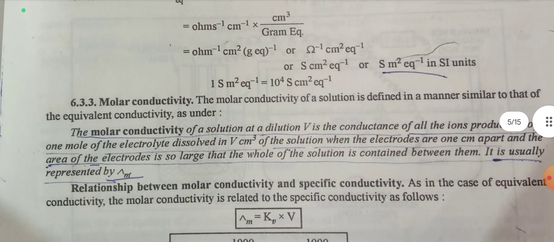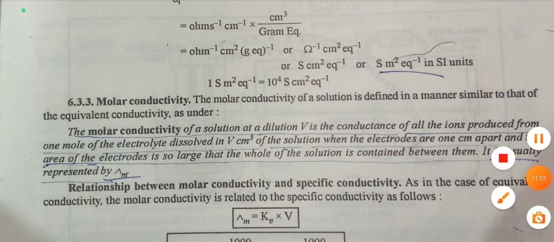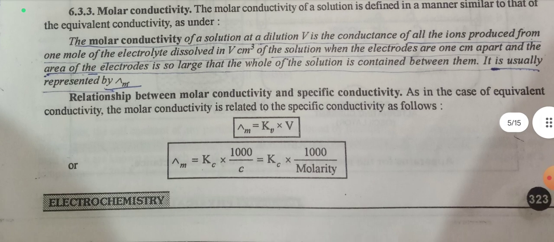Molar conductivity of a solution is defined in a manner similar to that of the equivalent conductivity as under. Molar conductivity of a solution at a dilution V is the conductance of all the ions produced from 1 mole of electrolyte dissolved in V centimeter cube of the solution when the electrodes are 1 centimeter apart and the area of electrode is so large that the whole of the solution is contained between them. It is usually represented by lambda m.